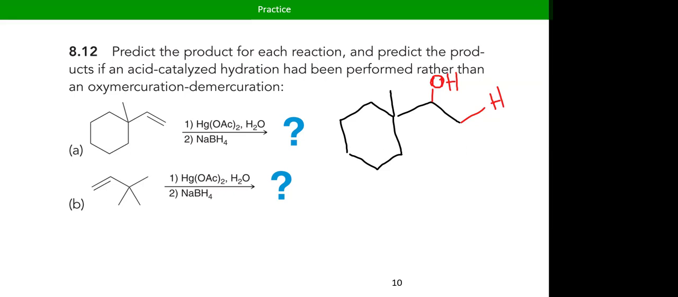Draw your initial carbons. Broke a pi bond. The hydrogen goes to the less substituted side. The OH goes to the more substituted side.